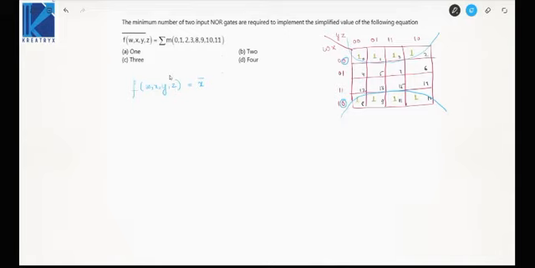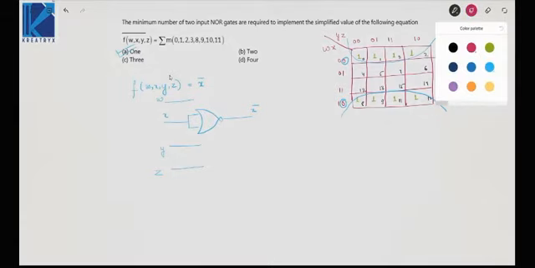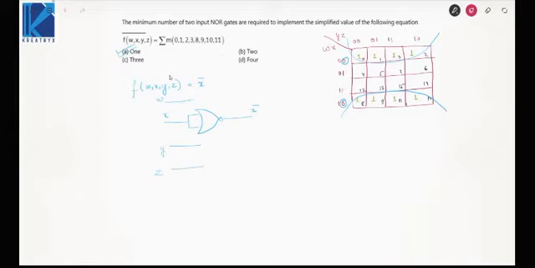Once we have the simplified expression, I can directly implement X bar in terms of a NOR gate. W, X, Y, Z. So how many NOR gates are required? Only one NOR gate is required to implement simplified expression. For minimum number of NAND gate, you have to convert to simplified SOP, and for minimum number of NOR gate, you have to convert to simplified POS.